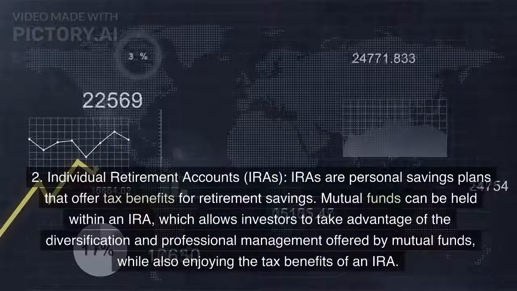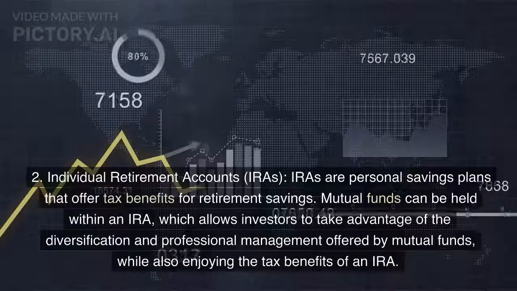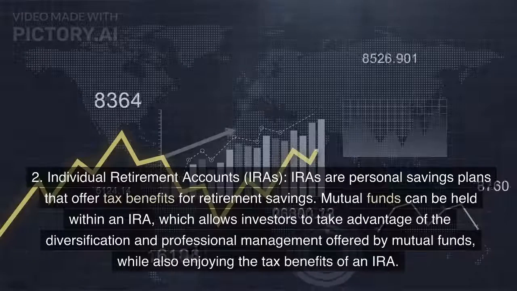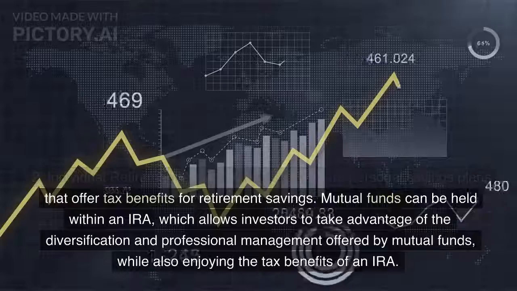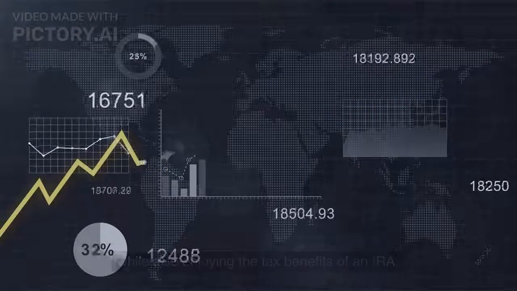2. Individual retirement accounts, IRAs. IRAs are personal savings plans that offer tax benefits for retirement savings. Mutual funds can be held within an IRA, which allows investors to take advantage of the diversification and professional management offered by mutual funds, while also enjoying the tax benefits of an IRA.